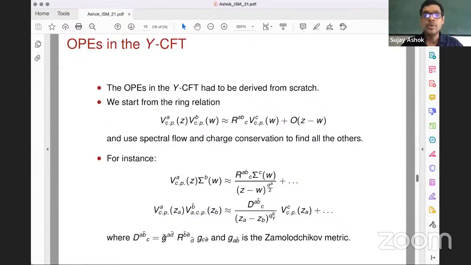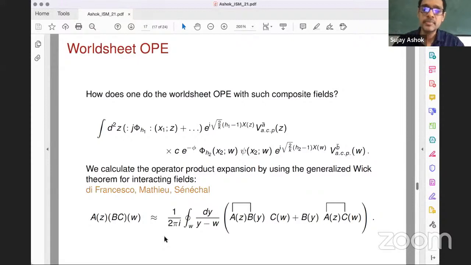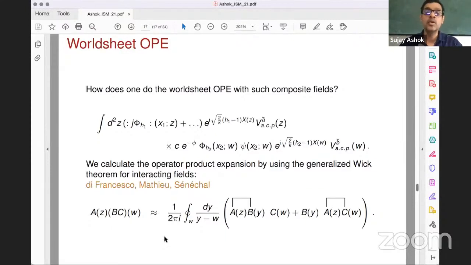So now we also have the OPEs in the Y sector. How does one do an OPE? Again, this is textbook material. If you open the yellow book on conformal field theory, you'll see that if you have composite operators, you use the generalized Wick theorem. So we have these operators where you have a current times a primary OPE'd with a primary. You just do it successively, and it's just standard OPE techniques.